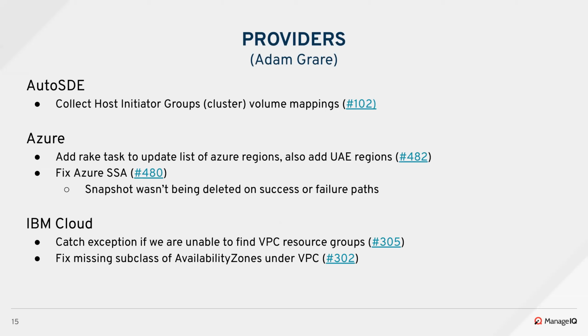For Azure, we added a rake task to update the list of Azure regions. We had a request to add 2 UAE regions and found it was easier to just add the automation to pull them from the API. And so now if you run rake azure regions update, it'll go out, request a list of regions from Azure, and update the regions YAML.